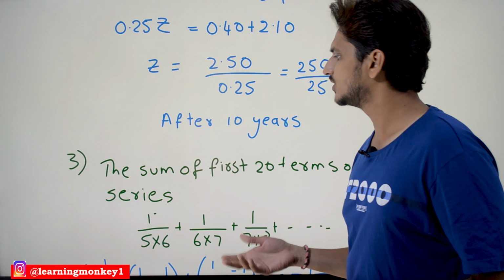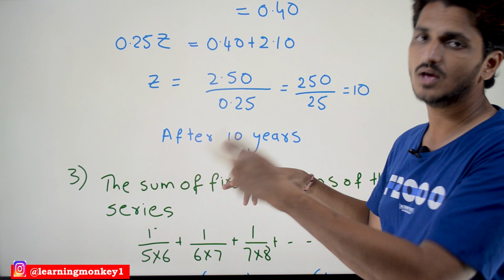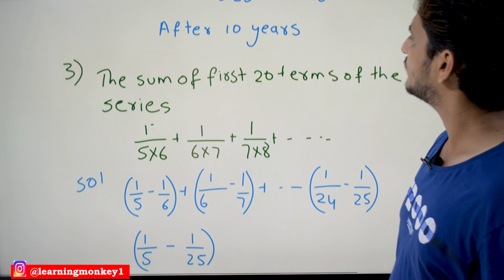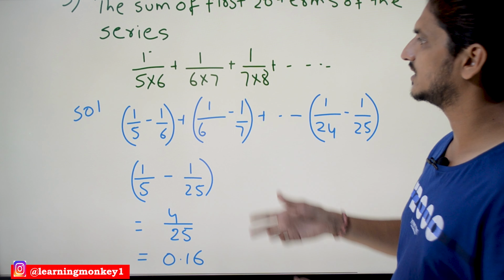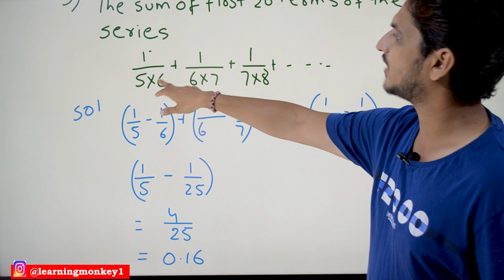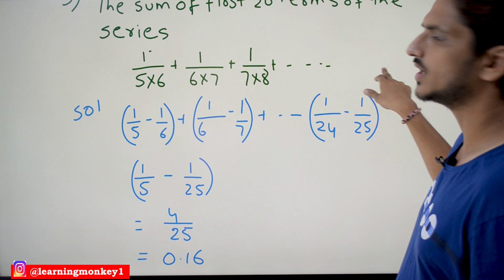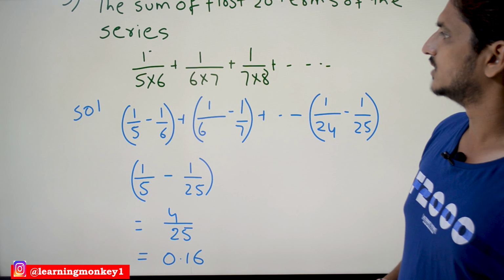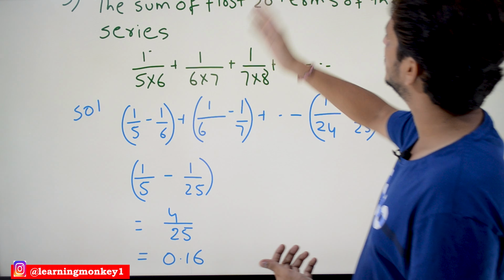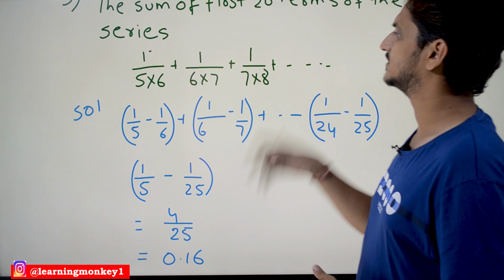Coming to the third example, from the previous one, after 10 years the price of X is going to be 40 paise more than the price of Y. The sum of the first 20 terms of the series: you have to expand up to 20 terms. 1 by 5 multiplied by 6 plus 1 by 6 multiplied by 7 plus 1 by 7 multiplied by 8 plus so on. You have to write 20 terms and simplify this. What value are you going to get for this series?